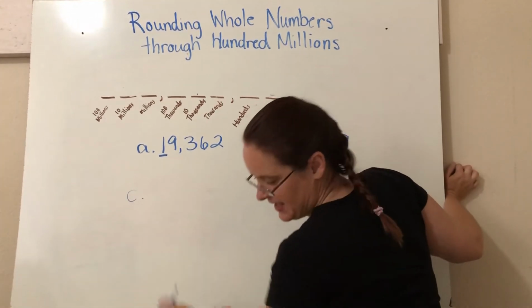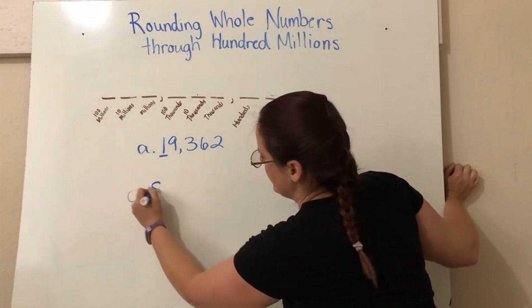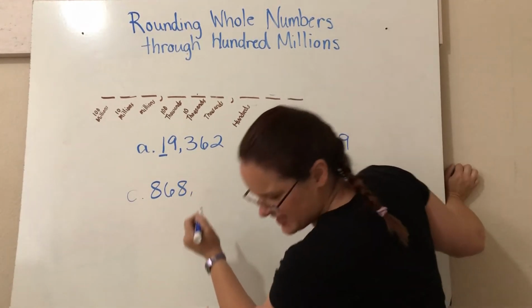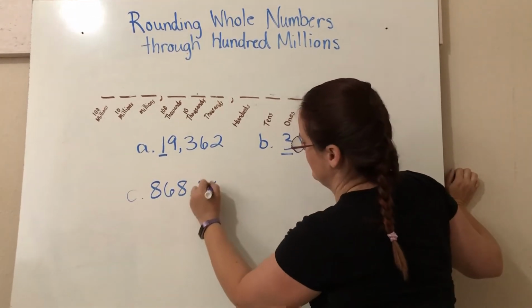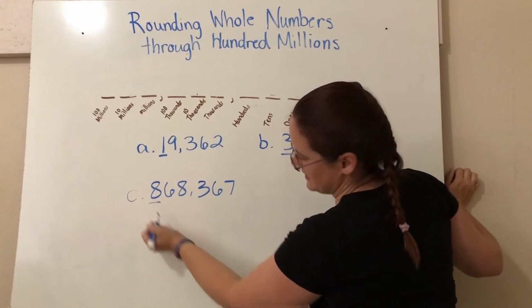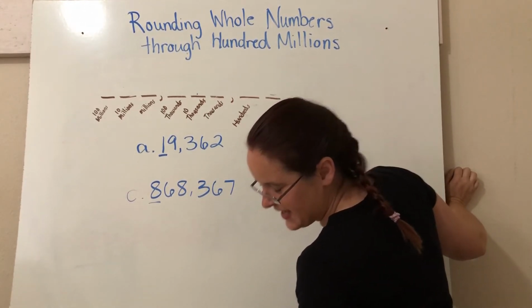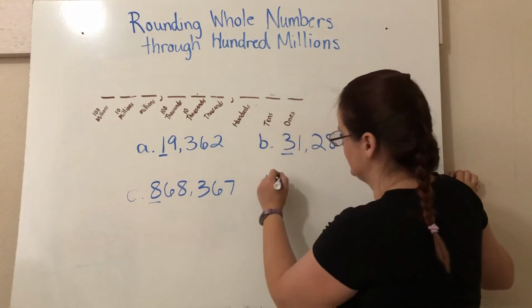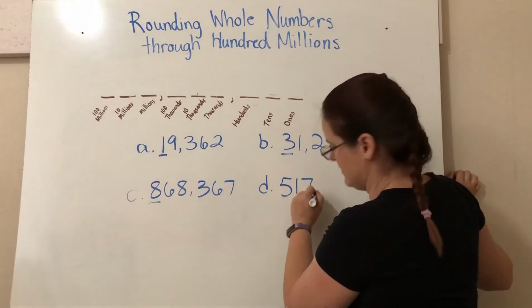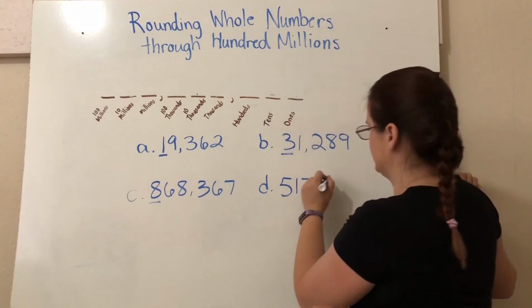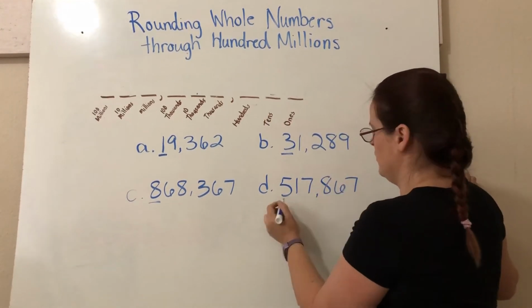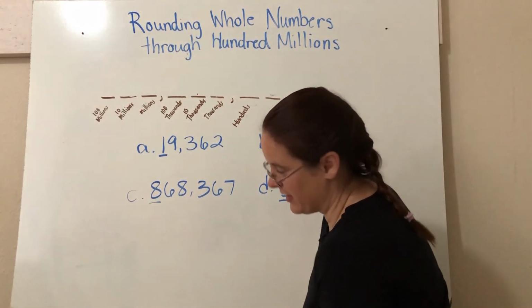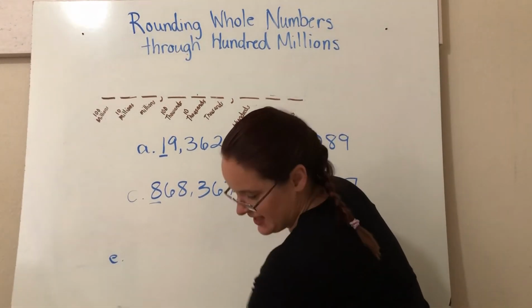C is 868,367. Again, rounding to the nearest 100,000. And then D is 517,867, rounding to the nearest 100,000. And then we're going to practice a couple of millions.